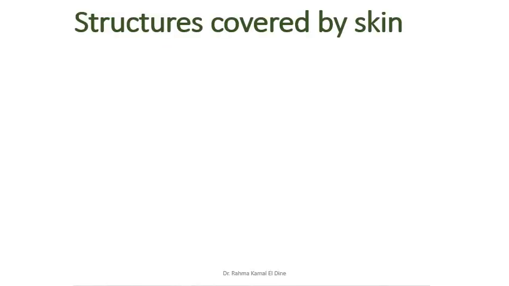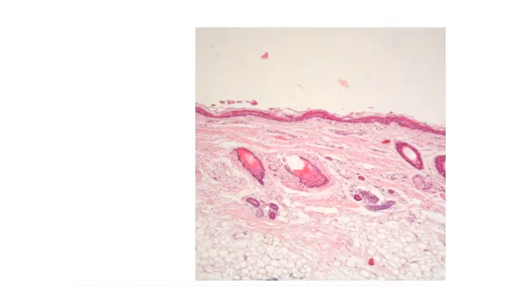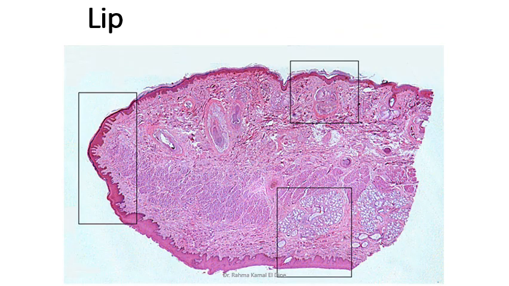If I have a structure covered by skin, I know the skin is keratinized stratified squamous epithelium, and these are the hair follicles. I have two slides, the lip and the eyelid. Here the lip, one side is covered with skin, and I can see the keratinized stratified squamous epithelium. These are the hair follicle and sebaceous gland. The other side is the mucous membrane, and here are the labial glands.